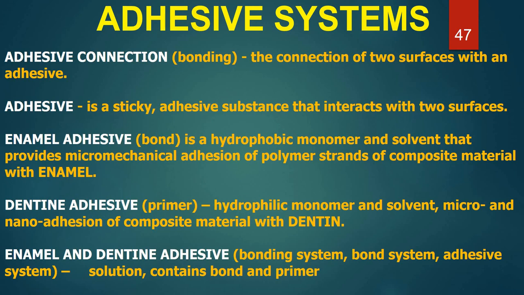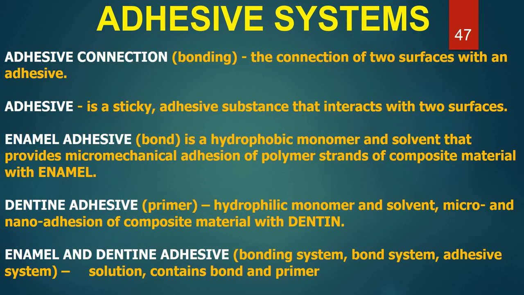Adhesive systems. Adhesive connection, bonding: the connection of two surfaces with an adhesive. Adhesive is a sticky substance that interacts with two surfaces. Enamel adhesive, the bond, is a hydrophobic monomer and solvent that provides micromechanical adhesion of polymer strands of composite materials with enamel.